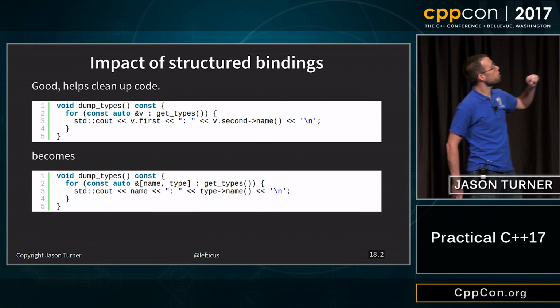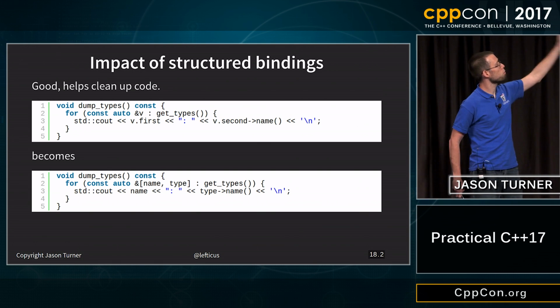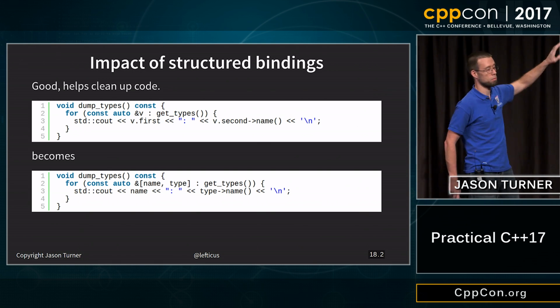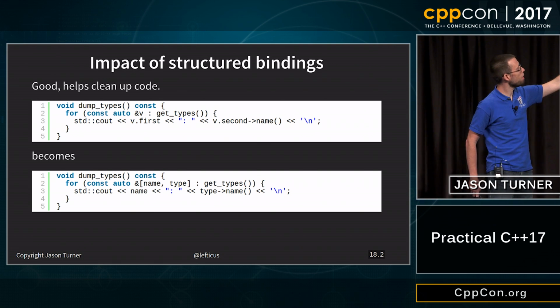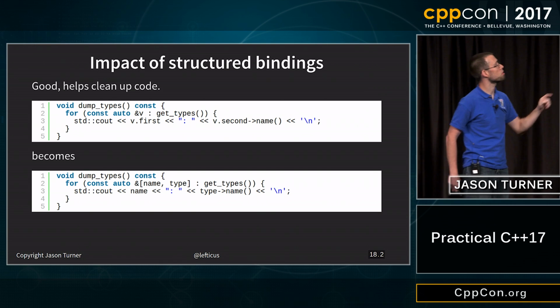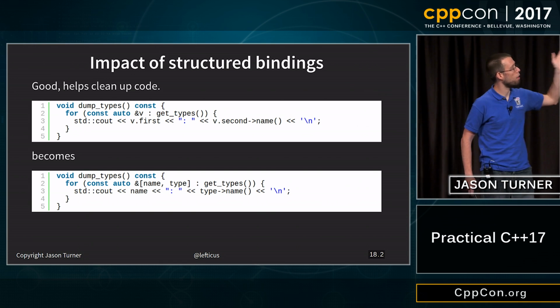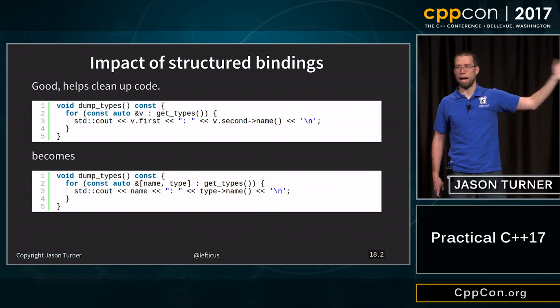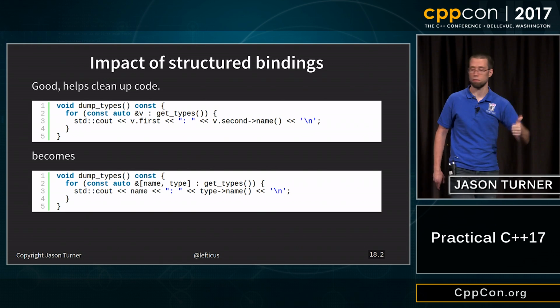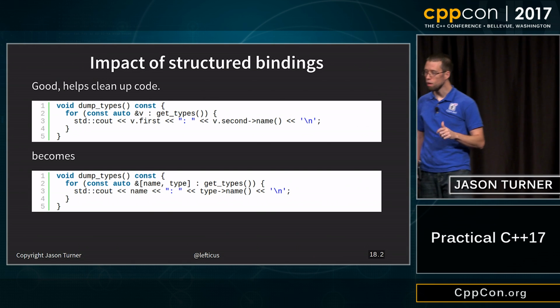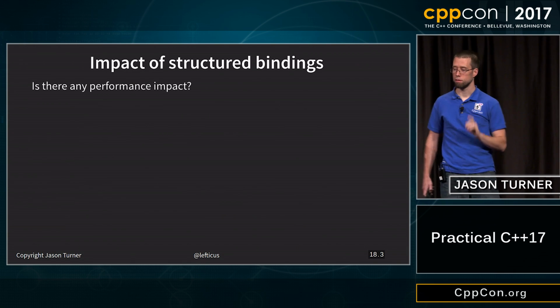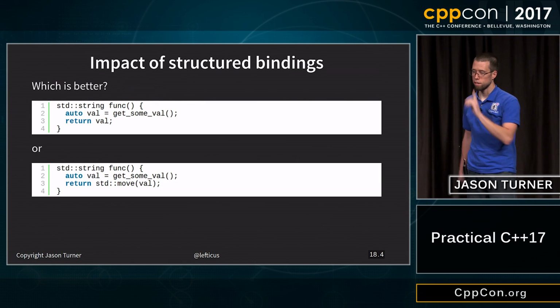If you have the first thing with the ranged for loop, that's already way better than what we had in C++ pre-11. But then with C++17, we can do the structured binding, and we can reason about the things that we're actually accessing. Instead of having first and second, this is good. Is there any performance impact? And let's do this quick.